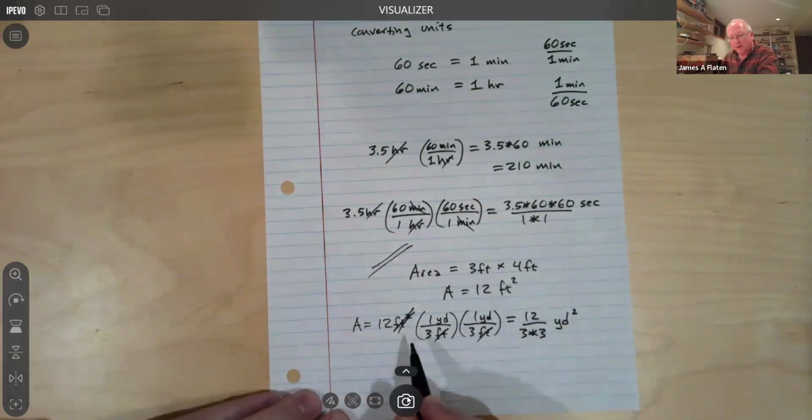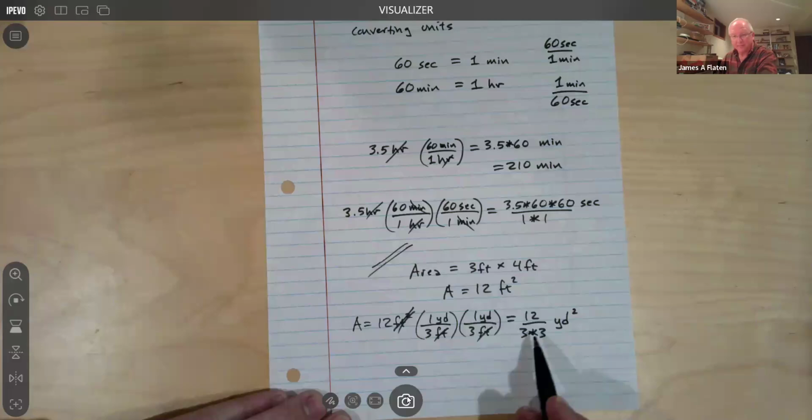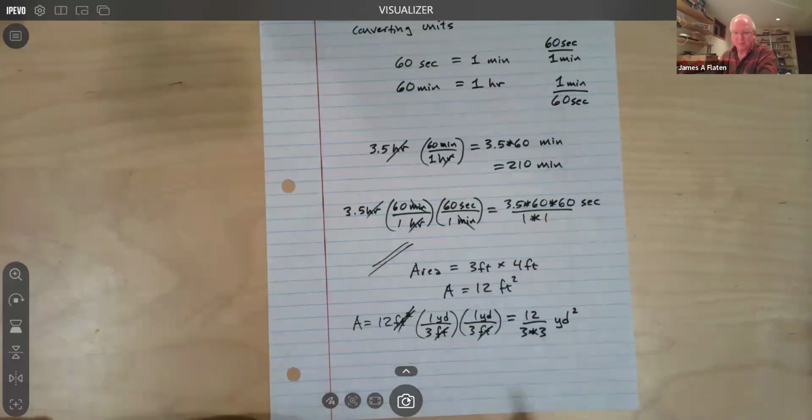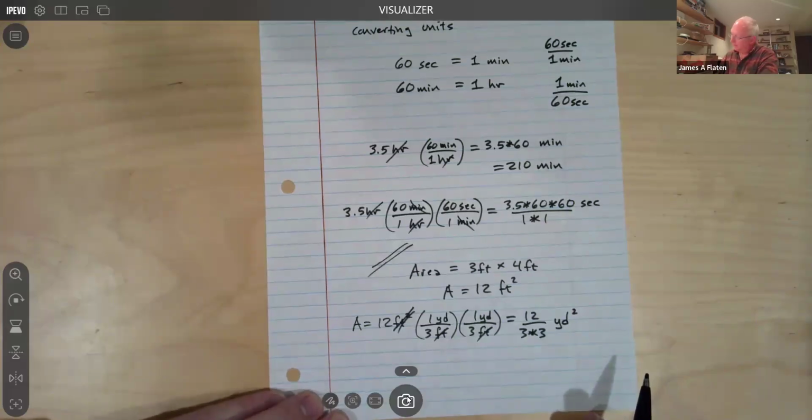So if you happen to have a power of a unit, make sure that you convert each of the powers, not just one, but as many as there are. So, of course, 12 feet squared becomes 12 over 9, or just over 1 yard squared, 1 1/3 yard squared. Fine.